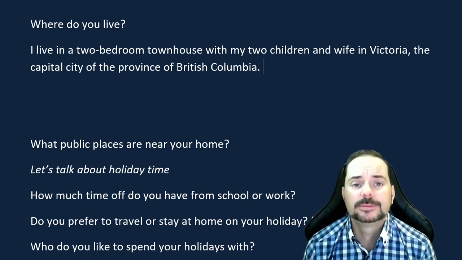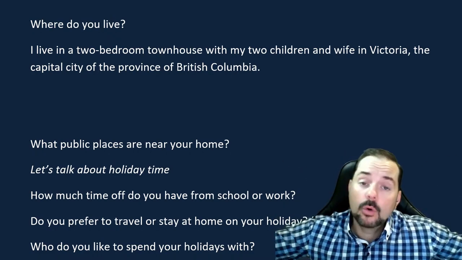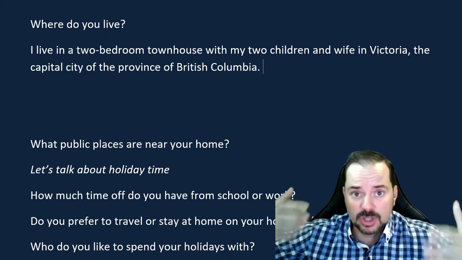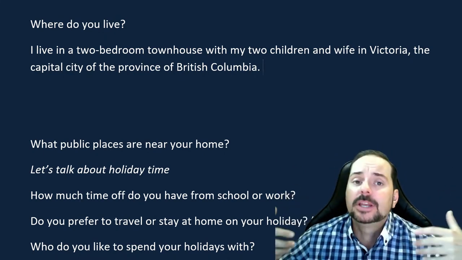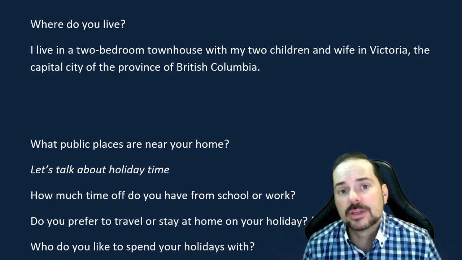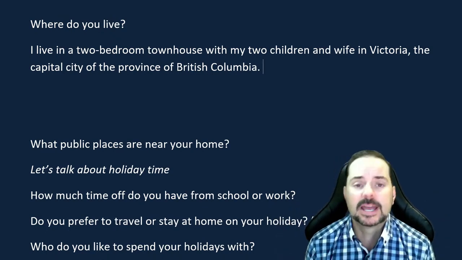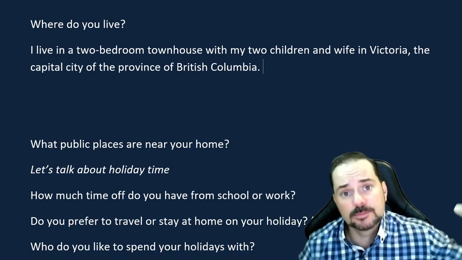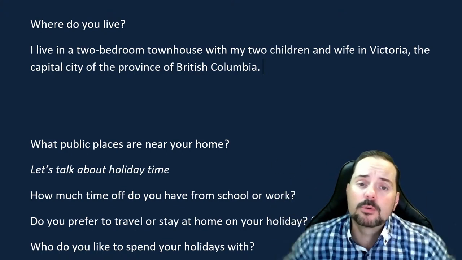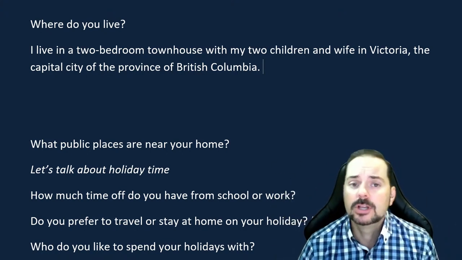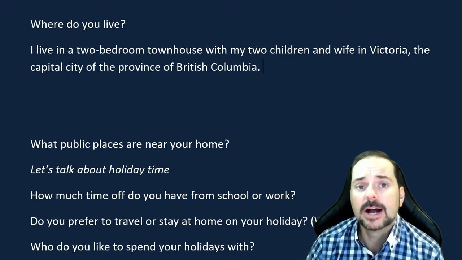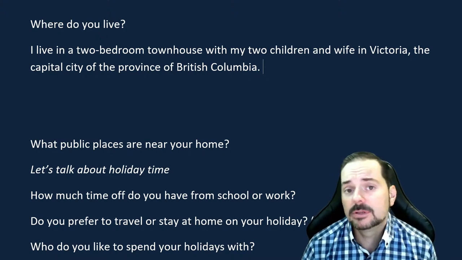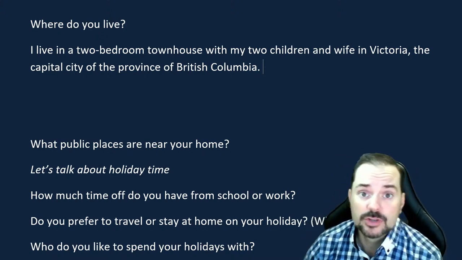All right, so here we go. Where do you live? Small to big. Or I could go the other way and go big to small. I could say I live in British Columbia, in the capital city, Victoria, in a 2-bedroom townhouse with my 2 children and wife. I have lived here for more than 5 years. Okay, so I could go big to small or small to big. What's important is that I have structure and detail. Structure and detail are what get me high band scores because, simply put, band 9, expert level of communication, is all about structure and detail.